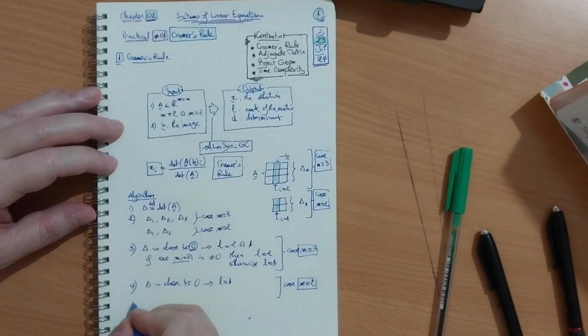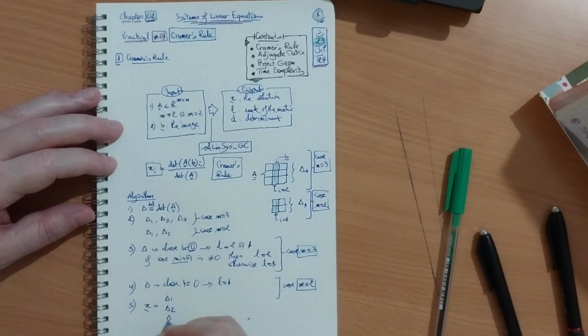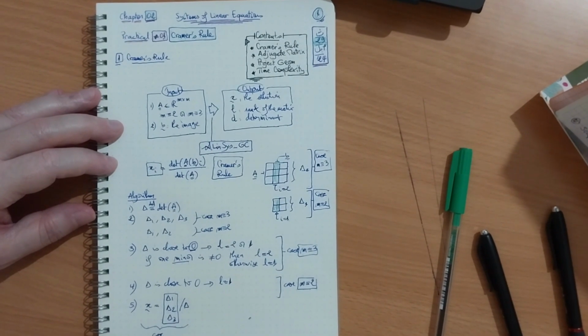And finally, we calculate the solution. It's either delta 1, delta 2, delta 3 in a vector over the determinant of the mother matrix. So we put the auxiliary determinants in a column vector and we divide by delta in case m equals 3.